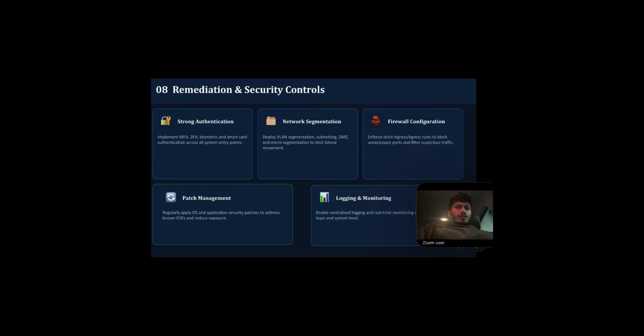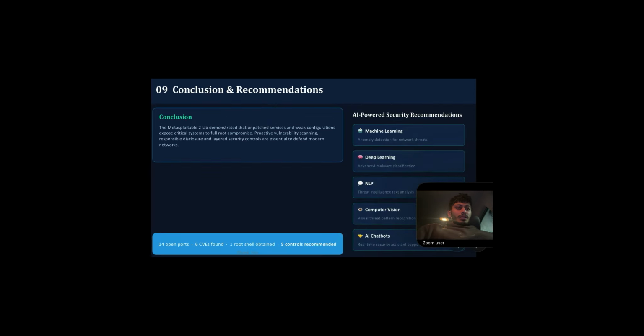Finally, organizations should enable continuous logging and monitoring so security teams can quickly detect and respond to suspicious activities.